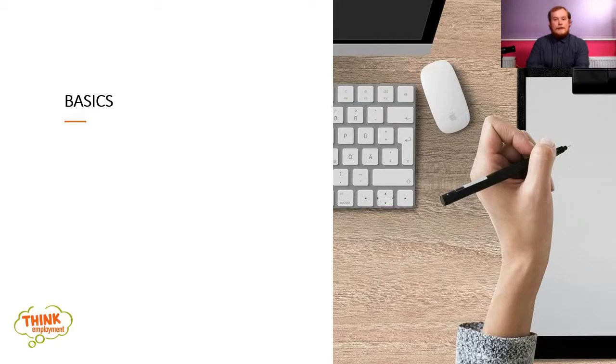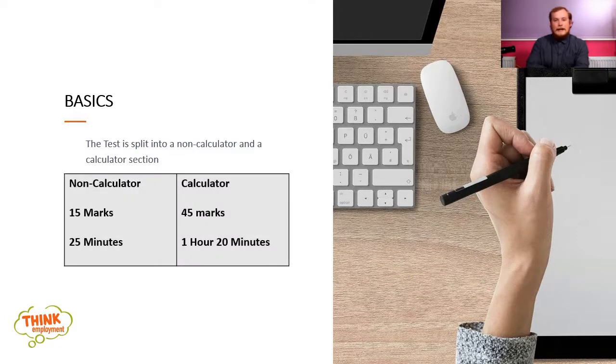So let's talk about the basics. The test is split into a non-calculator section and a calculator section. The non-calculator section is 15 marks and has been allocated 25 minutes. The calculator section is 45 marks and has been allocated 1 hour and 20 minutes.